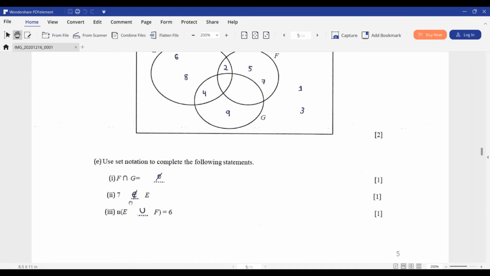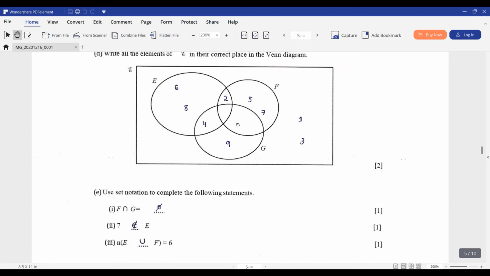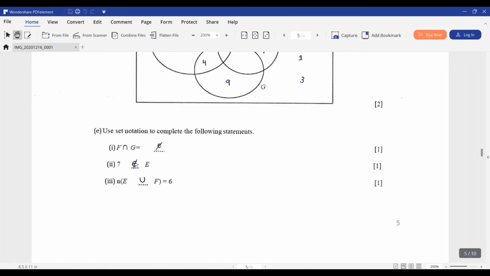Now 7 and E. Let's see, 7 is nowhere near E. It's not shared, it's not a member of E. So we're going to write this kind of 3-pronged E, which looks like a funny E, and put a line through it. This basically says that 7 is not an element of E.